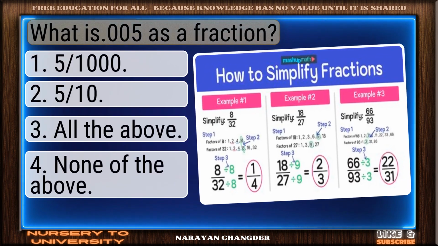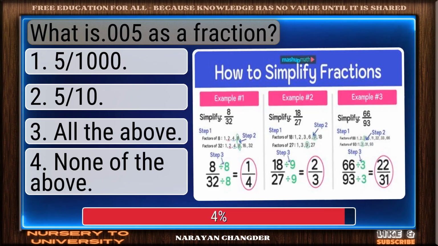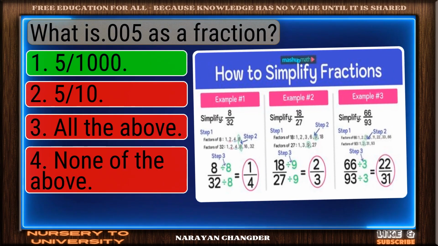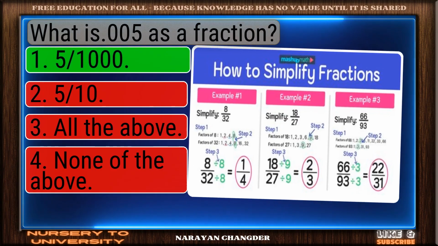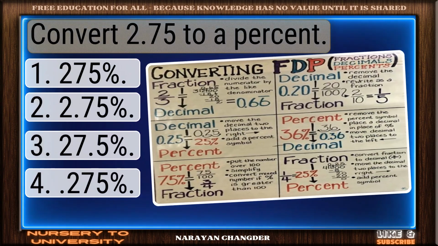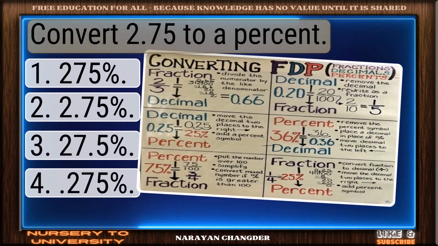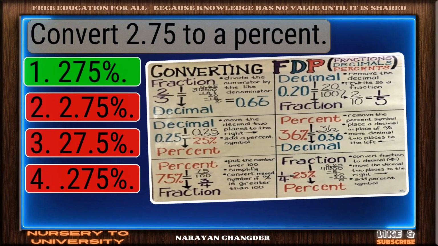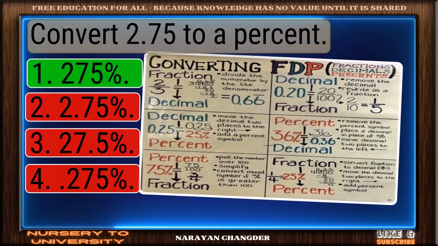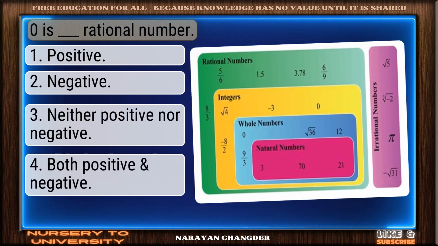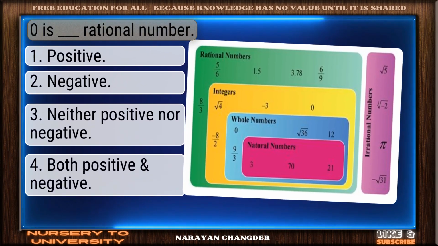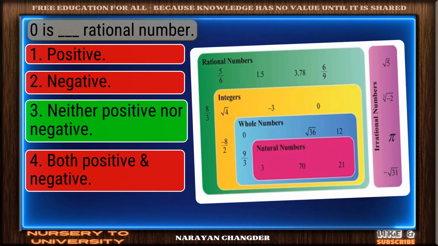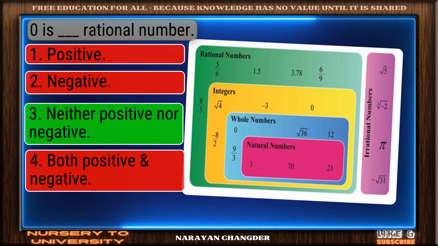Question number 161. What is Bowser 5 as a fraction? Exactly. 51,000 makes sense and it is right choice. Question number 162. Convert 2.75 to a percent? Nice work, you chose to 75% and it is correct. Question number 163. 0 is dash rational number. Well picked. Neither positive nor negative is the correct answer.